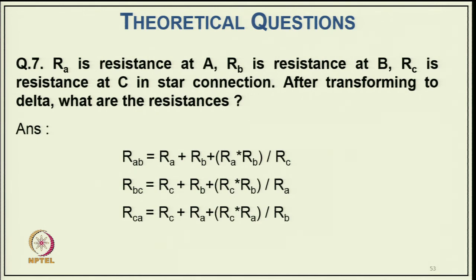Question 7: R A is the resistance at A, R B is the resistance at B, and R C is the resistance at C in a star connection. After transforming, what will be the equivalent delta? So R AB will be equal to R A plus R B plus R A R B divided by R C. Similarly, R BC will be R B plus R C plus R C into R B divided by R A, and R CA will be R A plus R C plus R C into R A upon R B.